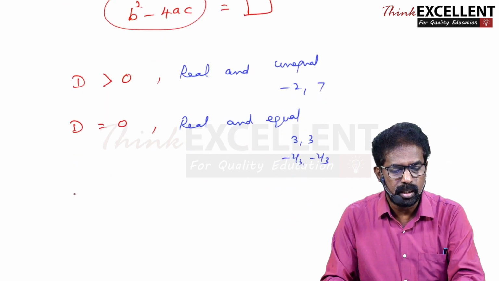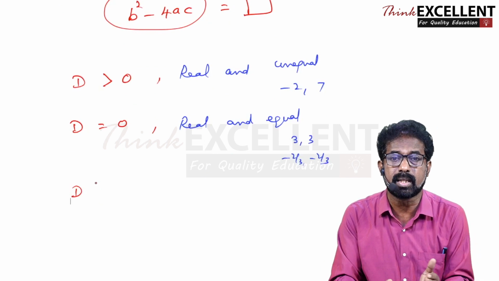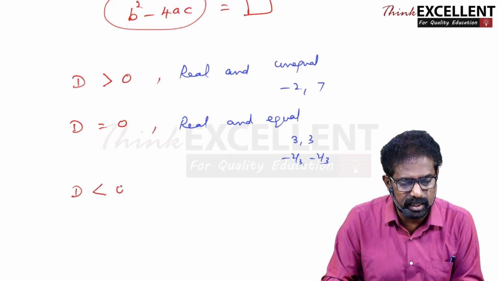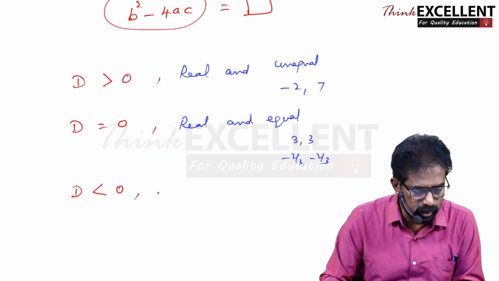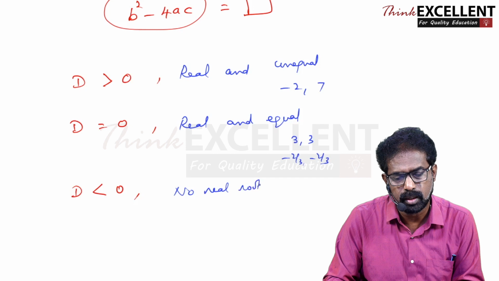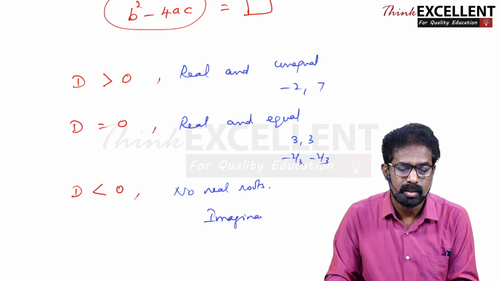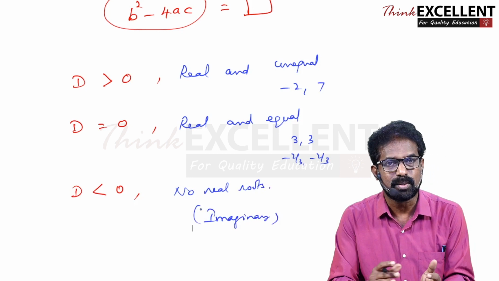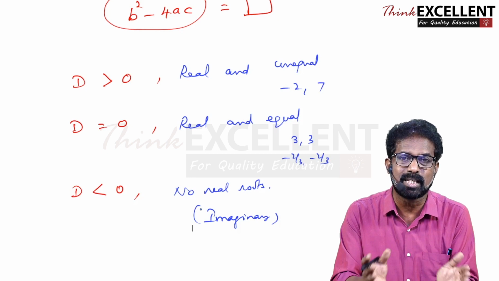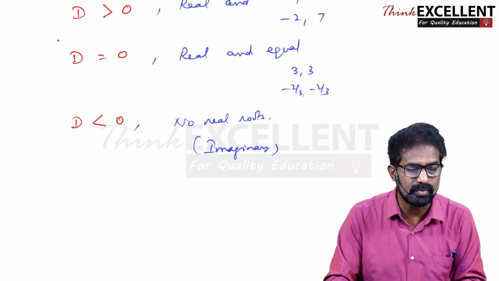And the last one, when D is negative, you find b square minus 4ac and you are getting, say, minus 6. Negative number, less than 0, right? When the discriminant is less than 0, what conclusion you have to write? There are no real roots. No real roots means the roots are imaginary. What are those imaginary roots? That we study in the higher classes. One full chapter you study in the higher class, imaginary numbers called complex numbers. Okay. So this is how you have to find the nature of the roots.